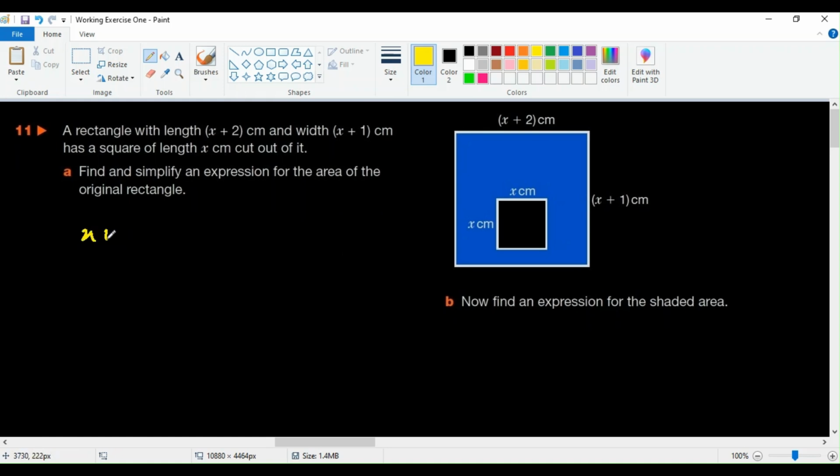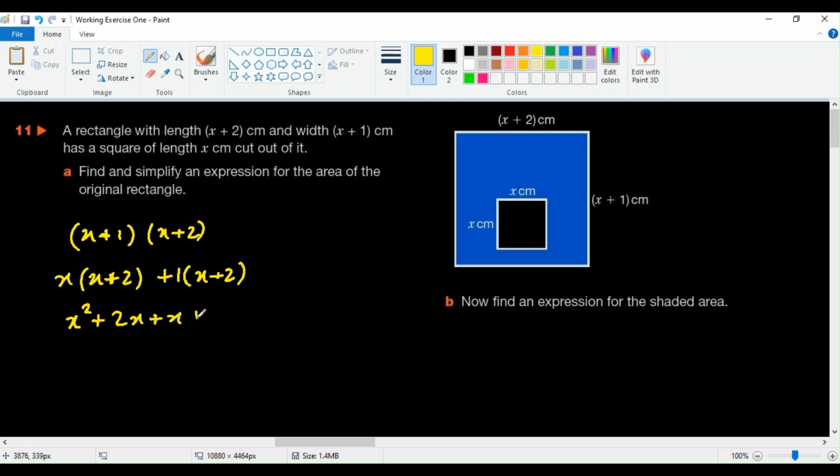How do we find out the area? x plus 1 is the first length, multiplied by x plus 2, which is the other. So this gives us the area. So this is the expression, but we are going to simplify it now. So x plus 2, I will write two different times as usual, and x plus 1 is going to be multiplied. This gives us x squared plus 2x and plus x and plus 2. Now once we simplify this, x squared plus 3x plus 2 is going to be the final answer for this question. Now it says, now find an expression for the shaded area.